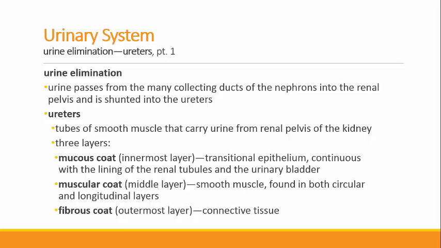The middle layer is built of smooth muscle, the muscular coat it's called, and there is both circular muscle and longitudinal muscle, so it can do the same kind of peristalsis that we associate with the digestive system and with the reproductive system. So we'll see peristaltic movements there, thanks to both circular and longitudinal muscle. And then finally, the outermost layer is a connective tissue that supports and holds and anchors the ureters in place.